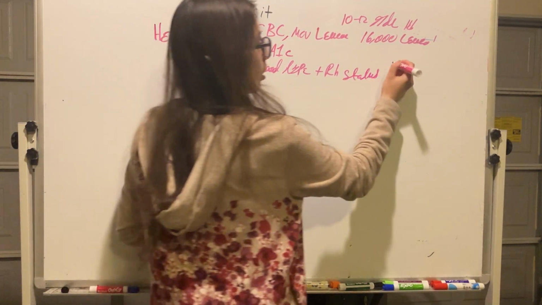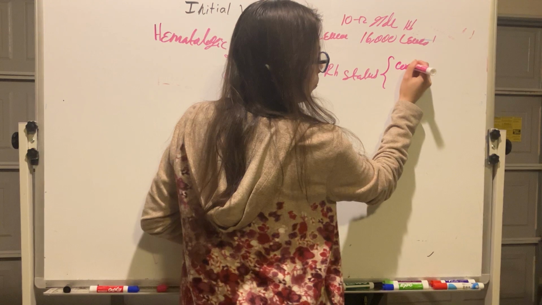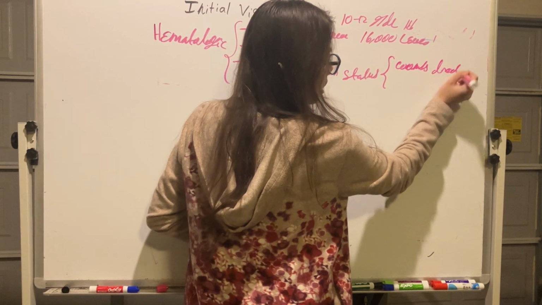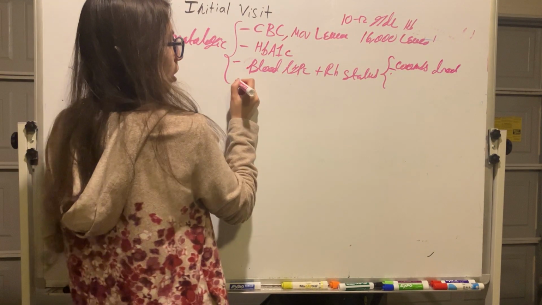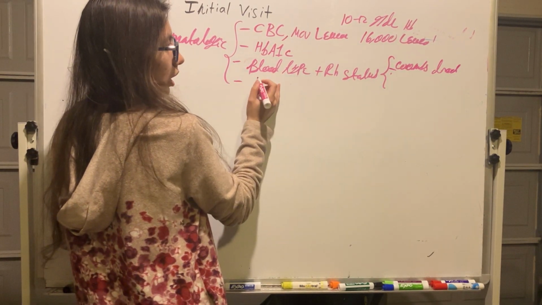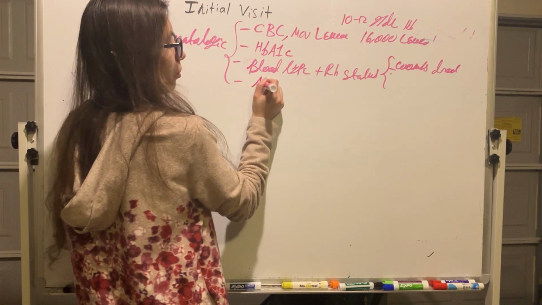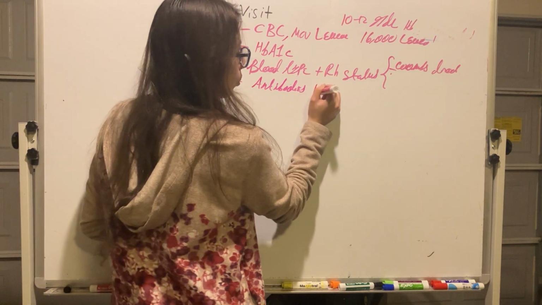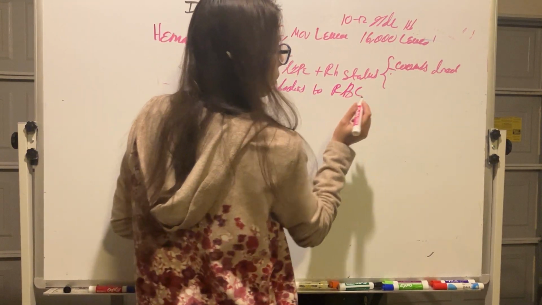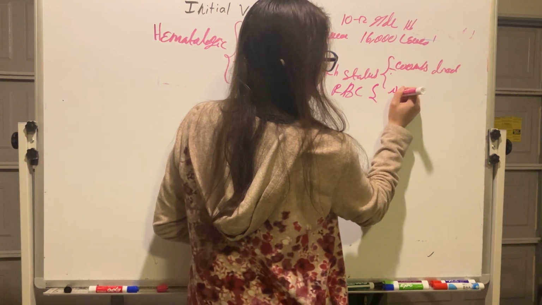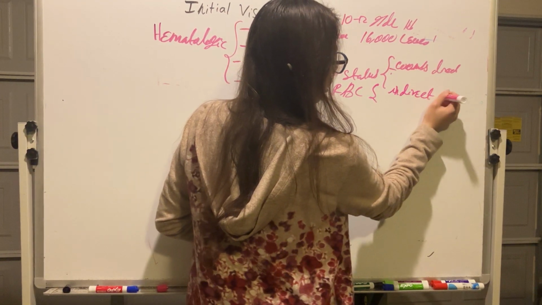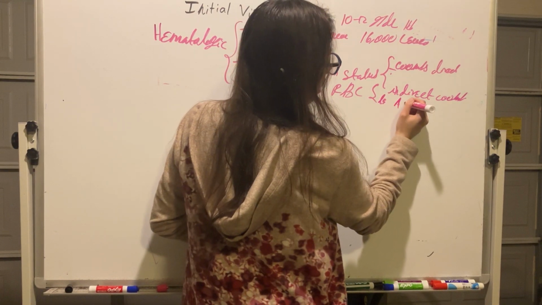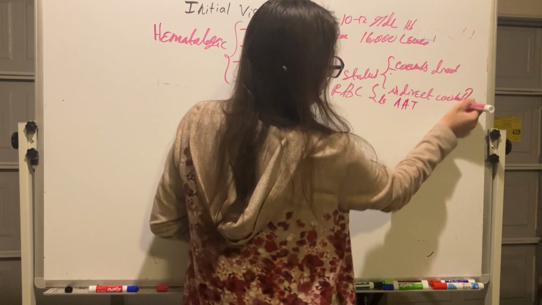This is going to be done via the Coombs test, direct Coombs test, and we also want to know if the pregnant woman has antibodies to red blood cells. To evaluate this, we do an indirect Coombs test, which is also called atypical antibody test.